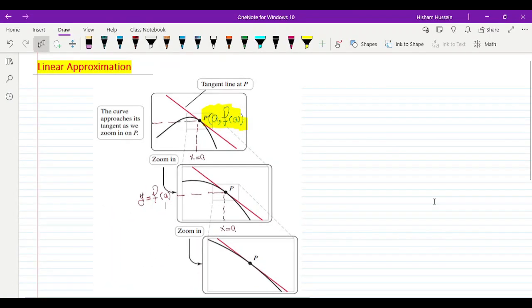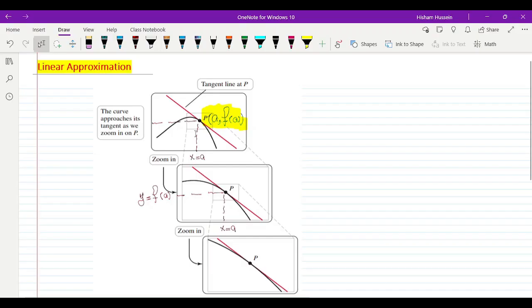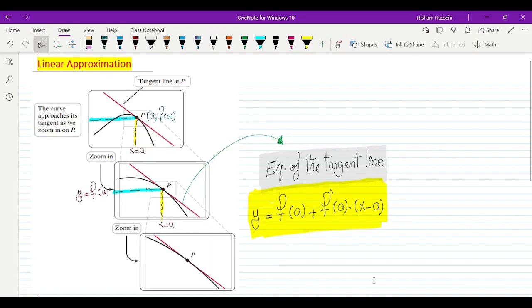In summary, to clarify the idea of the linear approximation, let's agree first on a point. The line that best approximates the graph of a function f in the vicinity of some point p is the tangent line to this graph at x equals a, on condition that f has to be differentiable at this point. We already know that the equation of the tangent line is y equals f of a plus f dash of a times x minus a.